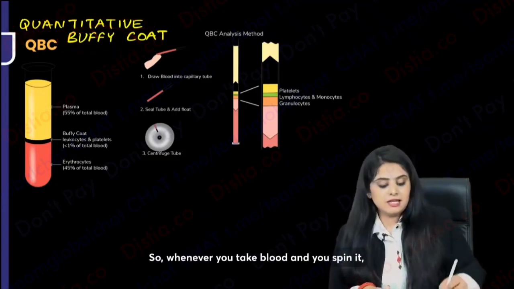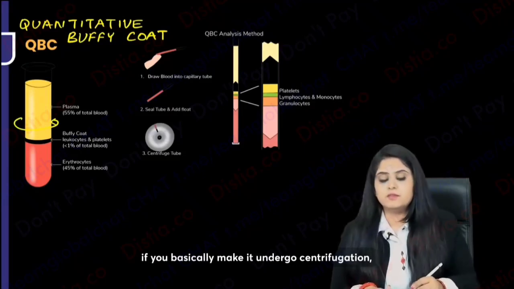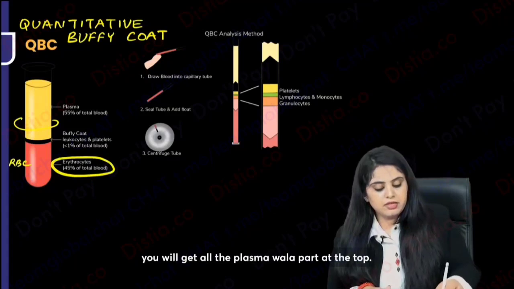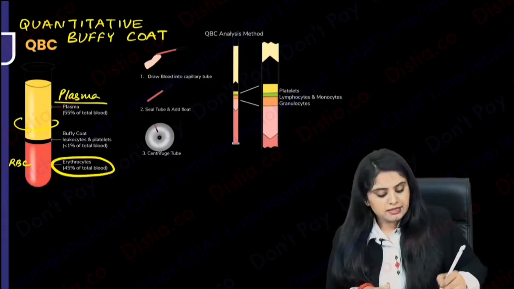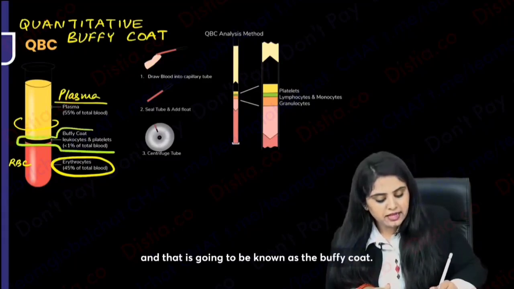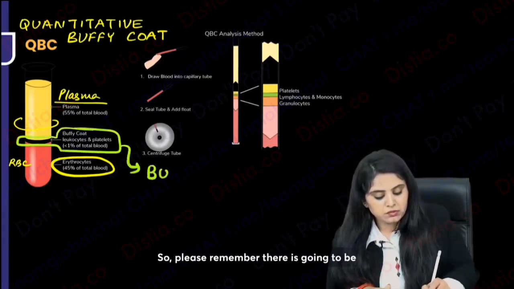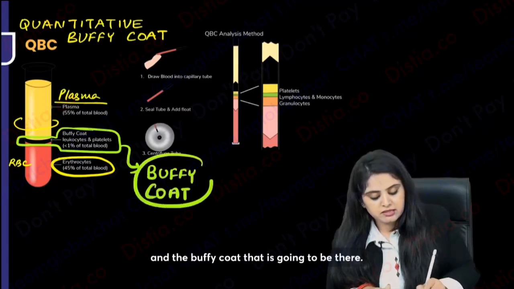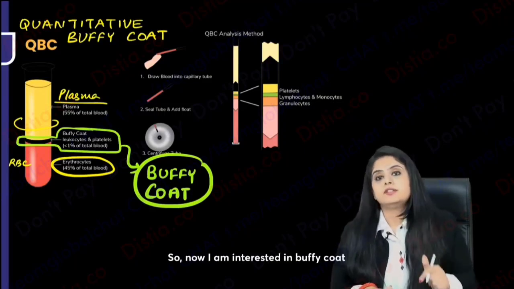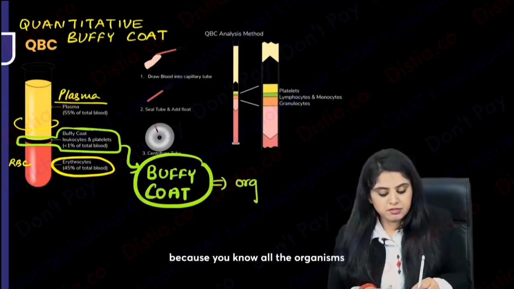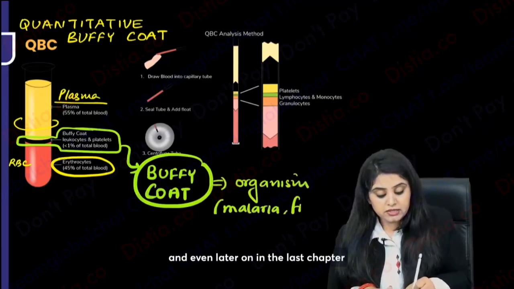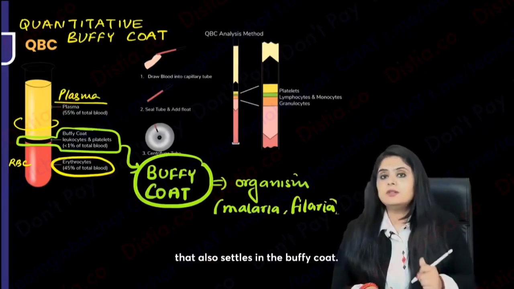Whenever you take blood and spin it, if you make it undergo centrifugation, you're going to get all the red blood cells at the bottom. You will get the plasma part at the top, but where did all the WBCs and the platelets go? There is a tiny little zone in the center, and that is known as the buffy coat. So please remember, there is going to be the plasma, the red blood cells and the buffy coat. Now I am interested in the buffy coat because all the organisms are going to come over here. Remember, malaria settles in the buffy coat, and even later on in the last chapter when you study filaria, that also settles in the buffy coat.